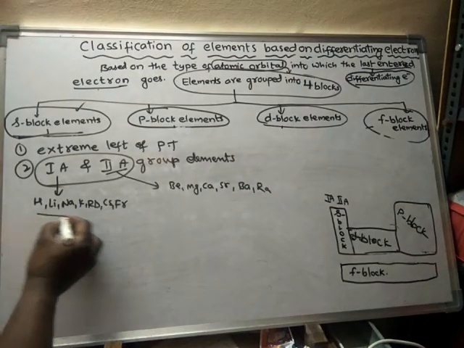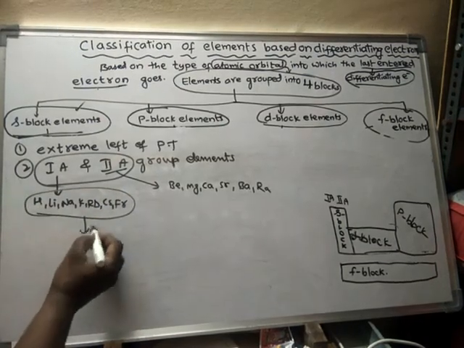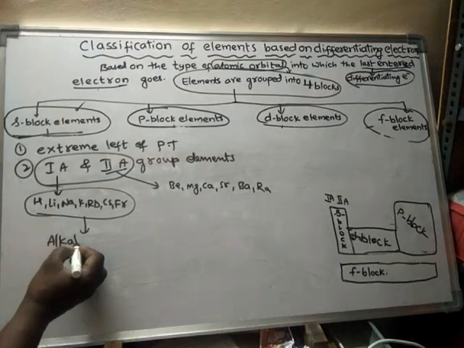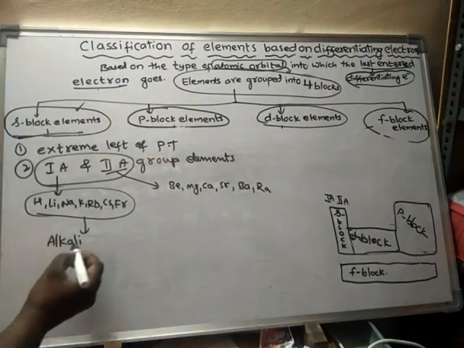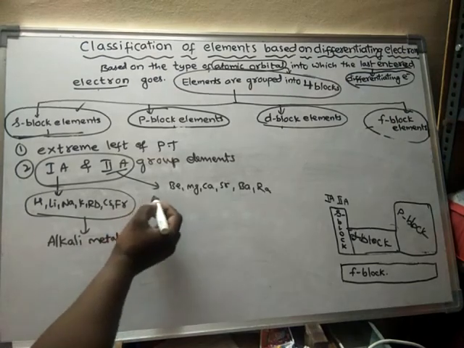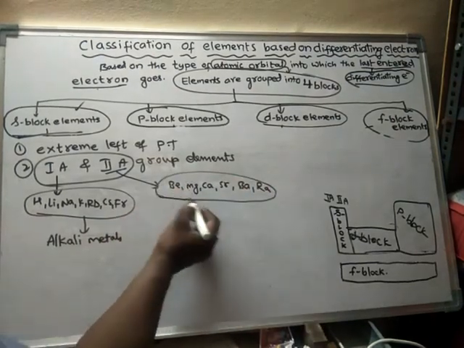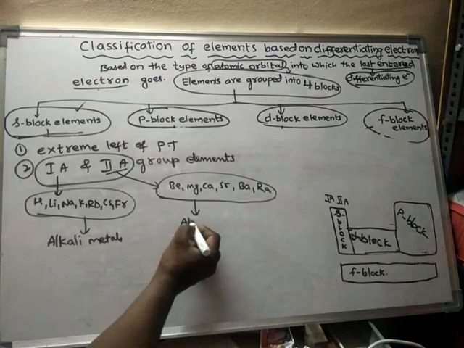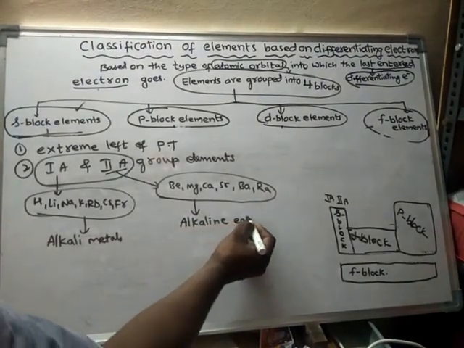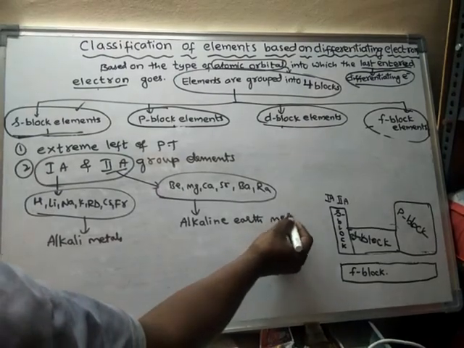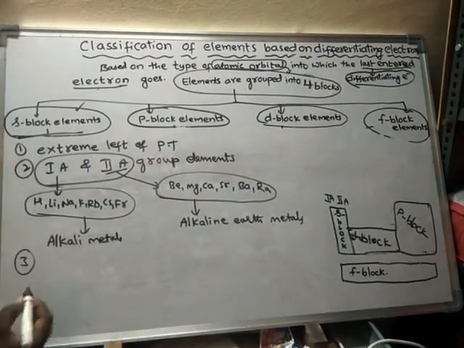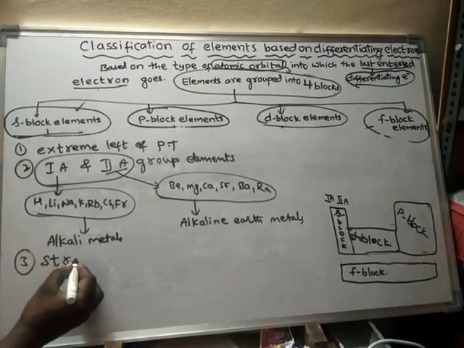The first A group elements are also called alkali metals. For the second A group elements, the other name is alkaline earth metals. Next, the third point: these s block elements are strongest metals.